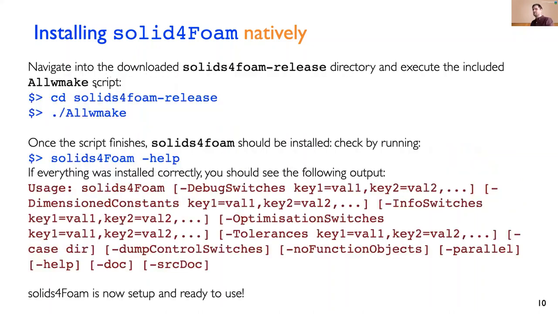After you download it, you'll have a folder called Solids4foam-release if you didn't give a name to the Git clone, or you can rename that to whatever you want. Inside that, there's an Allwmake script. Once you've got one of those versions of OpenFOAM sourced, if you just run this script, it will compile Solids4foam. It should take only 5 or 10 minutes. And once that script finishes, if you run solids4Foam -help, you should get the typical solver error being printed out, knowing that it is installed.